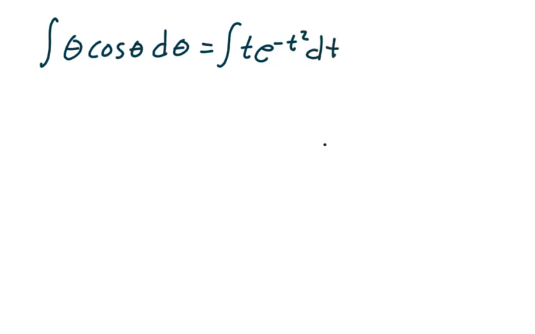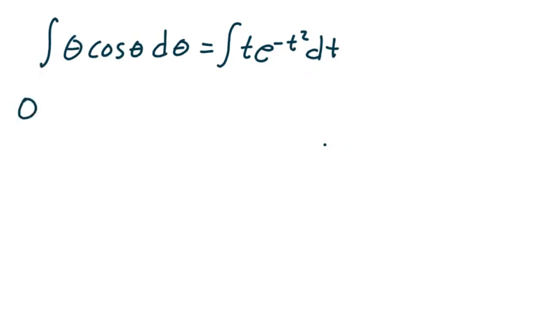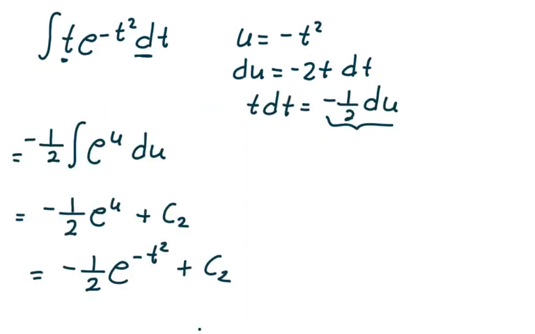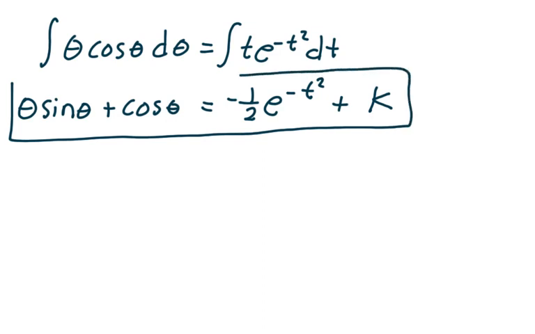We have the integral of theta cosine theta d theta is equal to the integral of t e to the negative t squared dt. Now, we integrated theta cosine theta d theta first and got theta sine theta plus cosine theta. So we get theta sine theta plus cosine theta. That's the left side. And on the right side, we get, what do we get? We get negative 1/2 e to the negative t squared plus some constant k. And again, it always depends on your instructor, but this would be pretty good if you got to this stage.